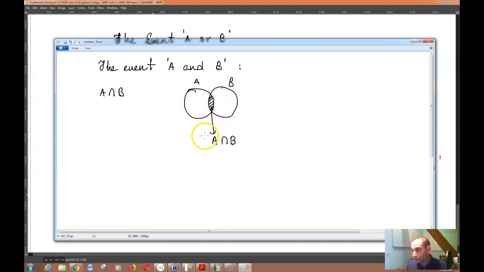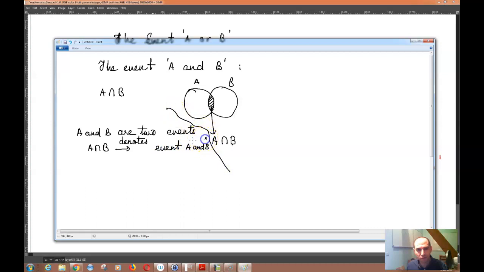Now, if A and B are two events, then the set A intersection B denotes the event A and B. Thus, you can say that A intersection B is equal to all omega such that omega belongs to A, and omega belongs to B. That's how you write this thing.